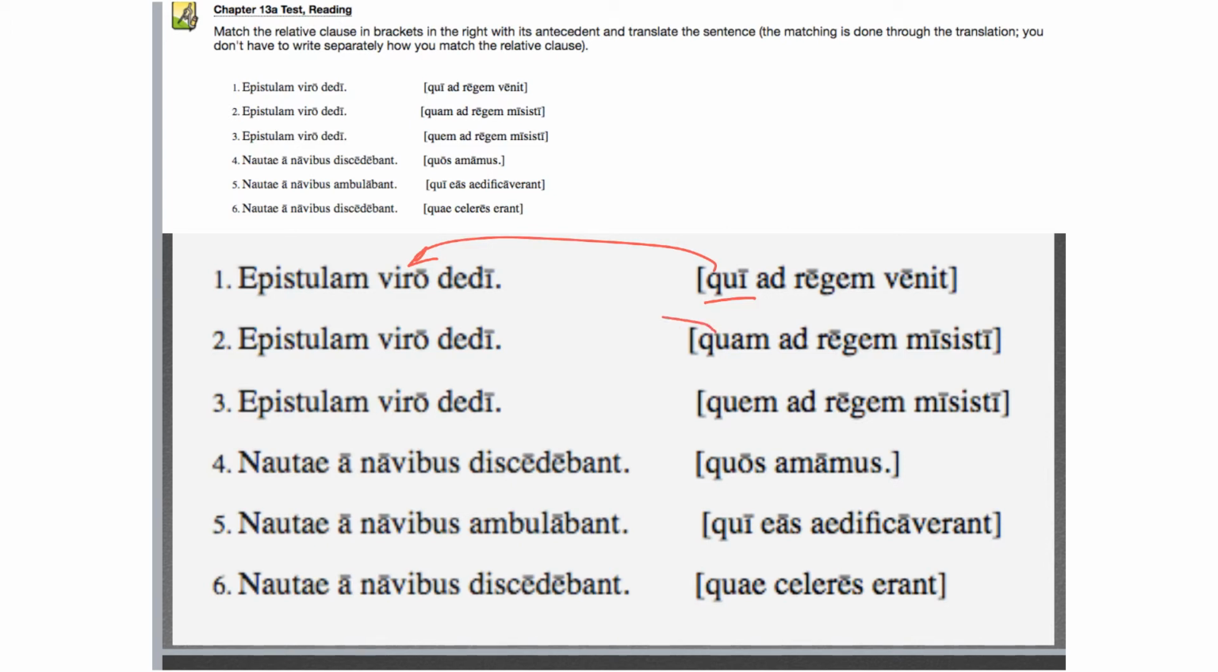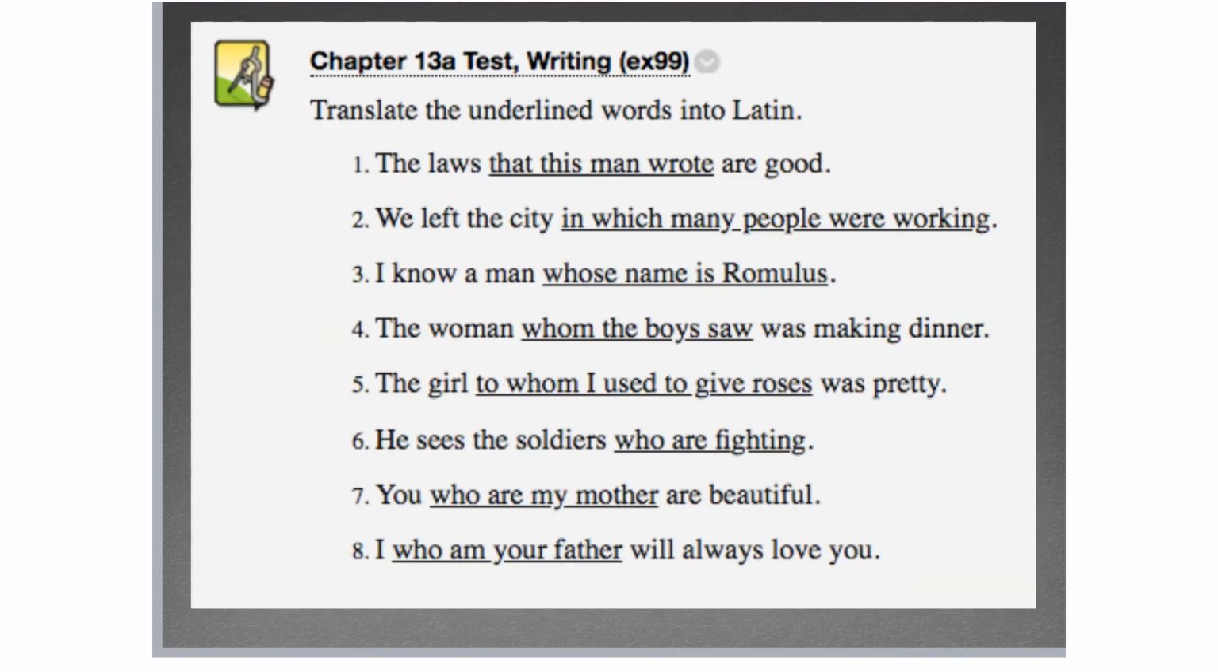Quam is going to have to go with epistulam. Same kind of thing. And then quem, you can put with viro. You can maybe assume that the speaker is masculine, whichever kind of works, and then translate them that way. In the writing, you're just translating the relative pronouns into Latin. Not the whole sentence, just these relative pronouns.